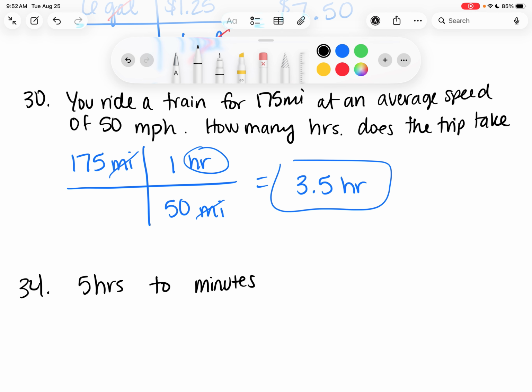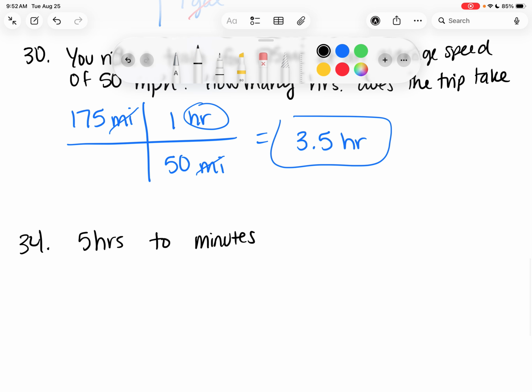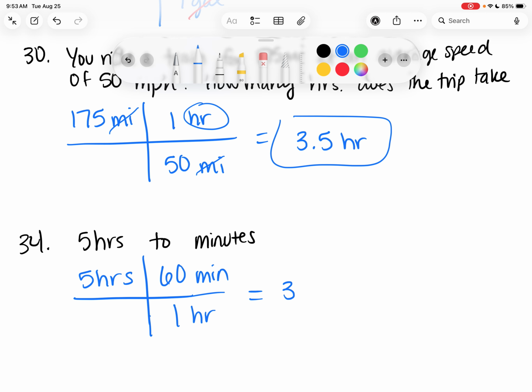So again, I like a T-chart for this. If you want to do it a different way, that's fine. But I've got 5 hours, and then how many minutes are in an hour? 60. I want minutes, so that means I want that on top. So I've got 60 minutes in 1 hour down here. So then hours cancel. I have 5 times 60. So that would be 300 minutes.